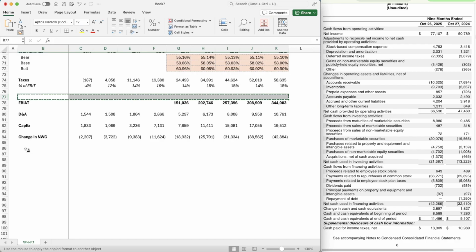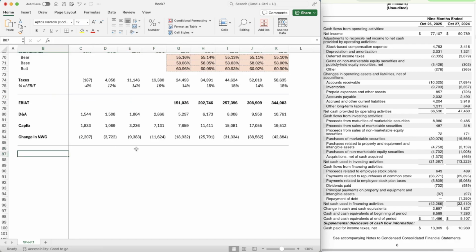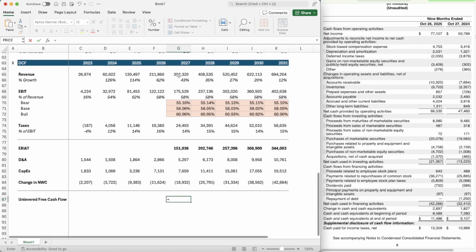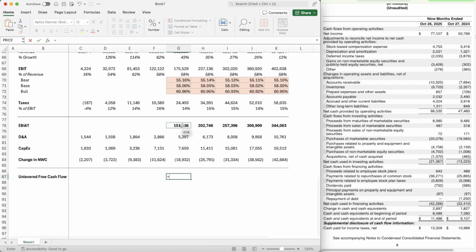Okay, now we're in a position to calculate unlevered free cash flow. The way we do that, we go equal. So in 2027, the first year that we're forecasting out, we take our EBIAT, we add back in depreciation and amortization because it's a non-cash expense. We subtract the capex, and we subtract the change in net working capital. Because these are negative, they're going to turn positive. There we have it.